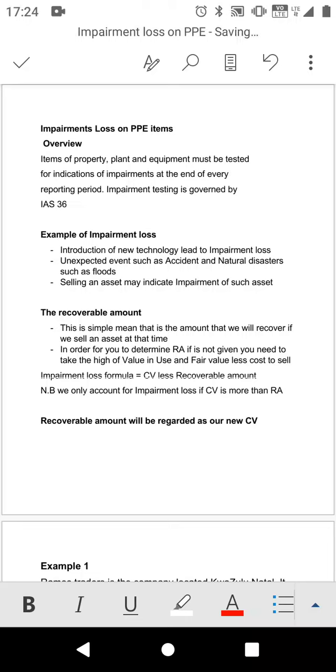Okay, in this video I want to give you a brief about the impairment loss that we face when we deal with property, plant and equipment, which is governed by IAS 16.